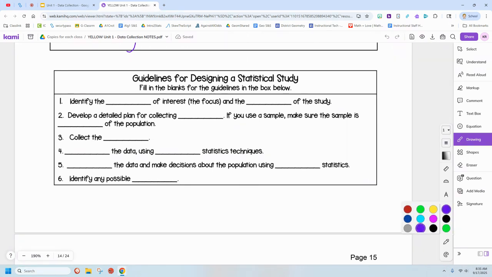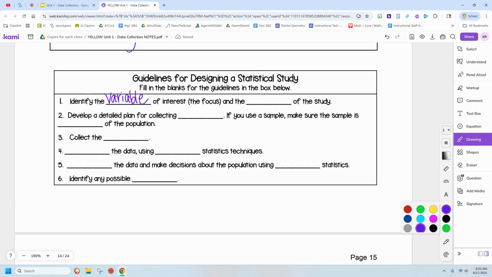If we are going to design a statistical study, the first thing we want to do is identify our variable of interest. And that's the focus, and we have to make sure that we can narrow it down. So it's one variable that we're looking at.